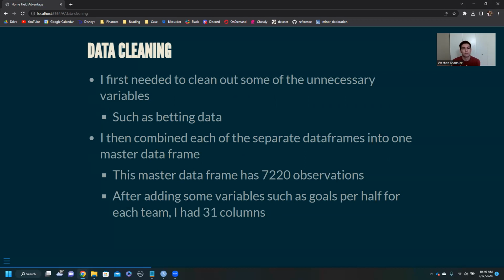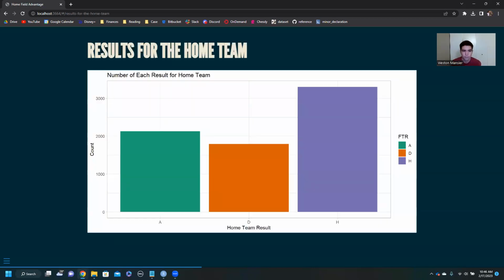I then combined each of the separate data frames into one master data frame, which has 7,220 observations. And after I added some variables such as goals per half for each team, I had a total of 31 columns. My first graph produced for my exploratory data analysis is the results for the home team.